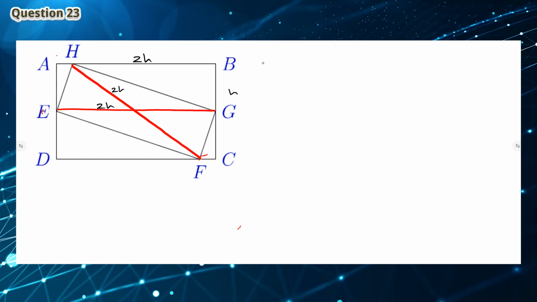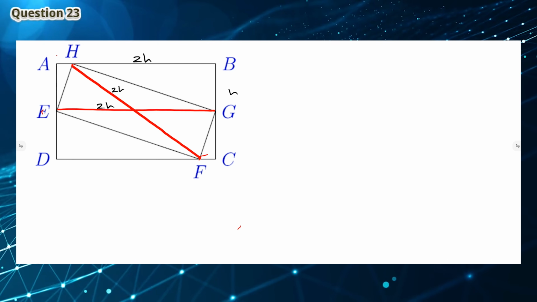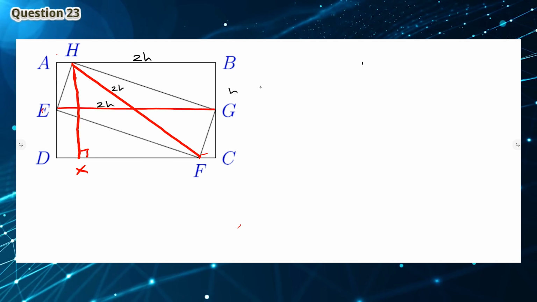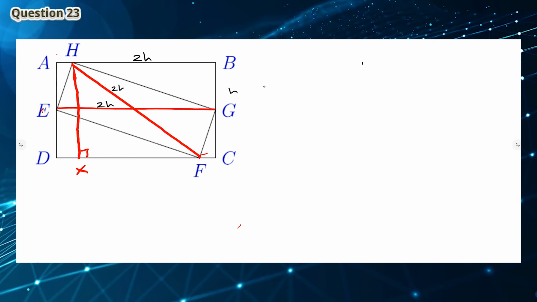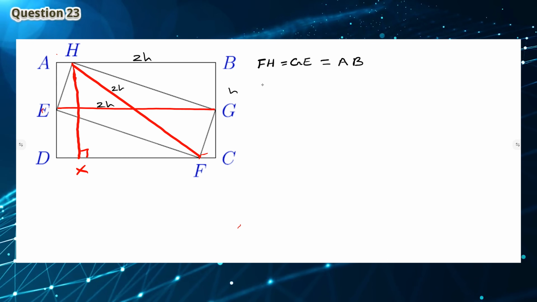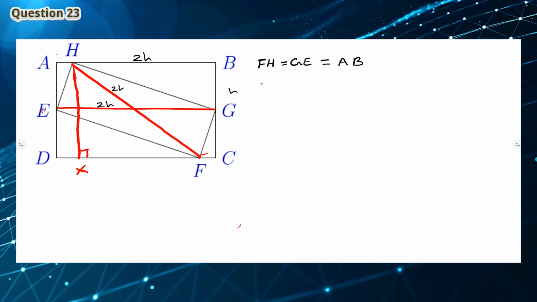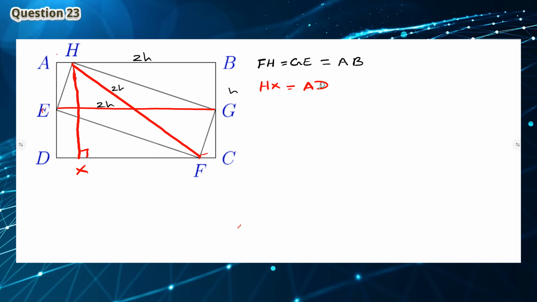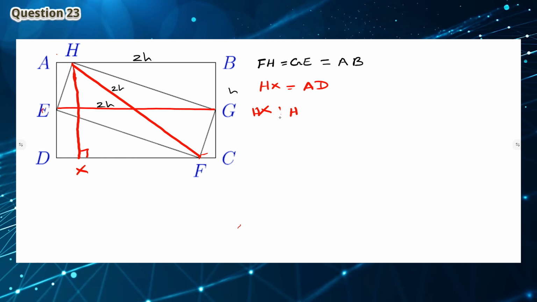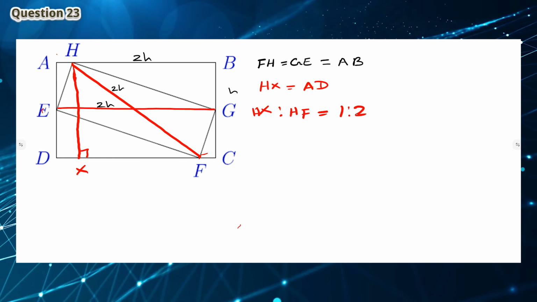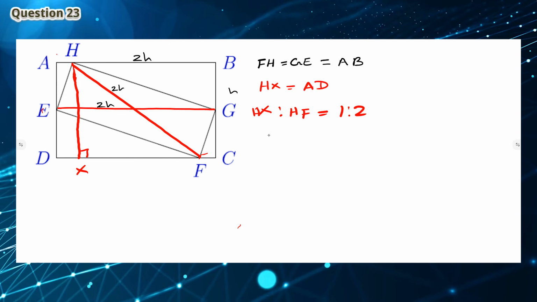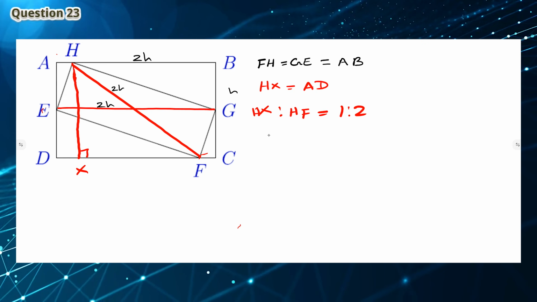Draw a perpendicular line, HX, to the line CD, and draw the diagonals of rectangle EFGH. This means FH is equal to EG is equal to AB, and HX is equal to AD. So the ratio between HX and HF is 1 to 2. That is, the triangle FXH is a right angled triangle with a hypotenuse twice the length of one side.